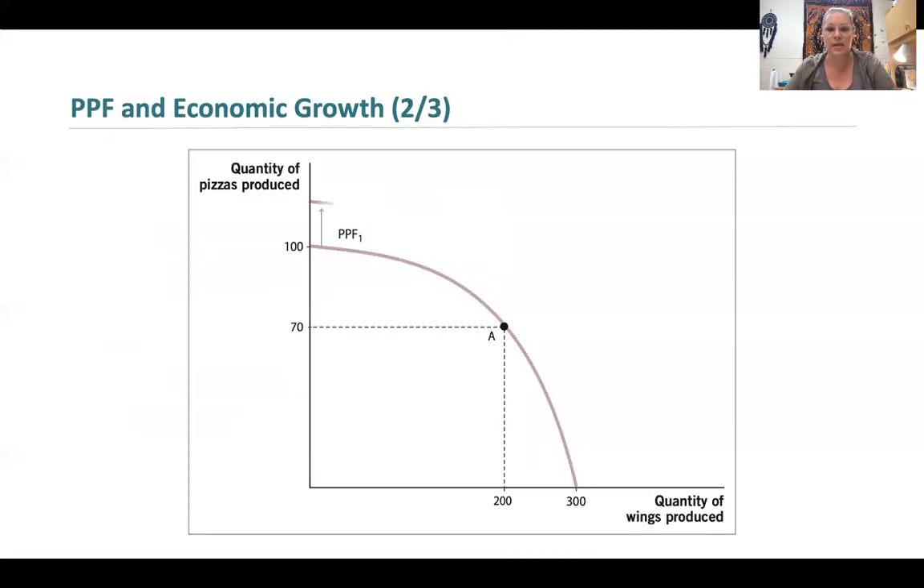So for example, here, if we were to invent a new technology that enabled us to heat pizzas and bake them in half the time, then we would see that the PPF would shift out in a way that really highly increases the amount of pizza we're able to produce. But then because we're more efficient with pizza, we're also able to reallocate some of those pizza resources towards wings. So it also increases the amount of wings that we can produce.